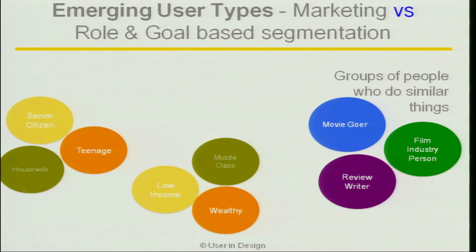So if you notice, a moviegoer could be middle class, could be a housewife, could be any of those, right? A film industry person could be either of these, senior citizen, middle class, whatever it is. Review writer likewise. So they don't fit into one of these categories, but what brings them all together is the fact that they are an avid moviegoer, is the fact that they all write reviews for the movies. So it is role and goal based segmentation. It is based on their role and their goal, okay?